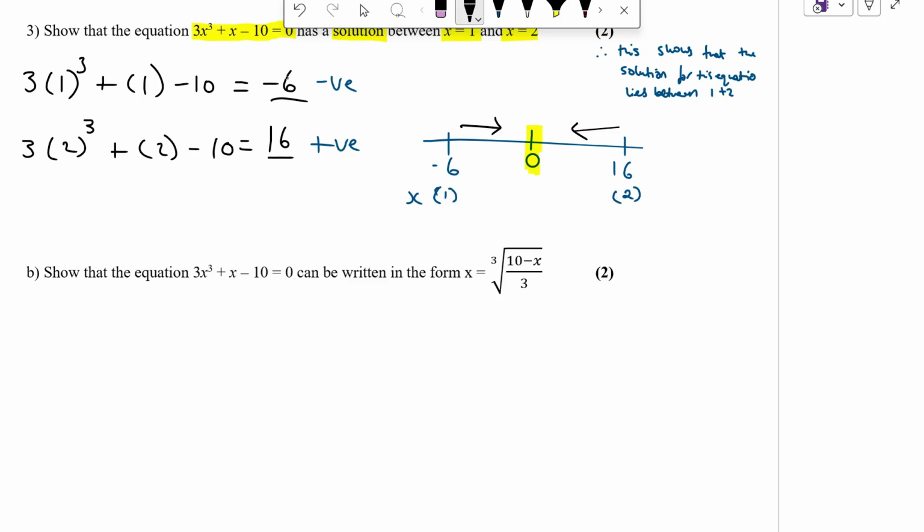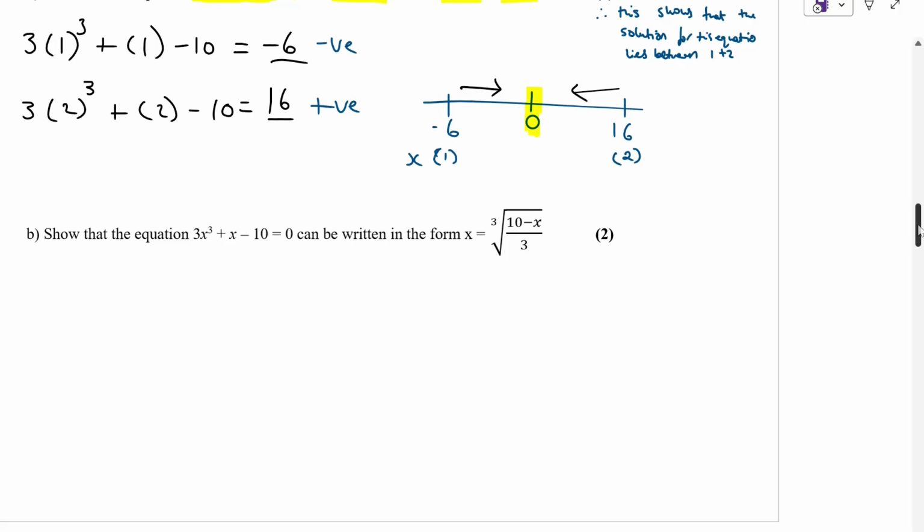Okay, so all we need to do is sub in those values and state that due to there being a sign change, the solution lies between those numbers. Okay, you don't need to explain all of this, just this point here, but that's a bit of context for you to understand why that actually is the case.